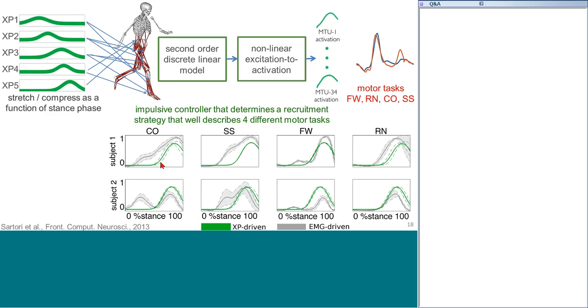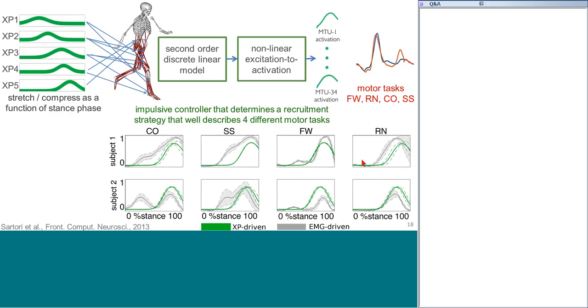So here we can see the green curve is the muscle activation predicted from the impulsive controller, and we can see that the activation of the muscle is the same across the 4 motor tasks. So that's always the same, and we can see that it only fits on average the activations produced by EMGs.